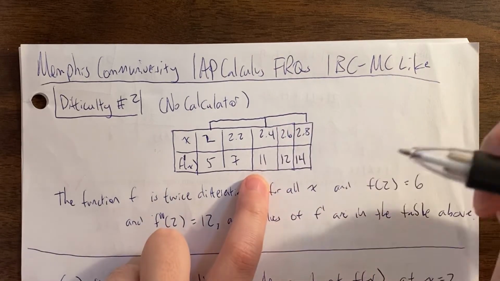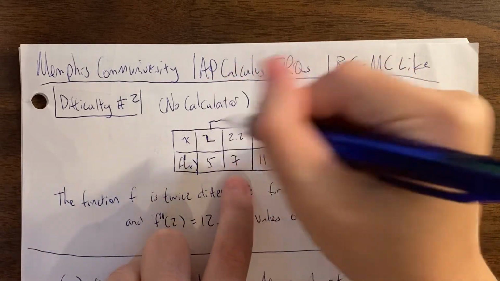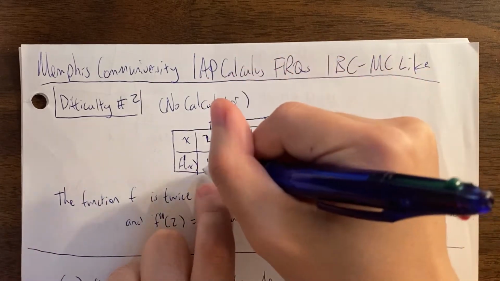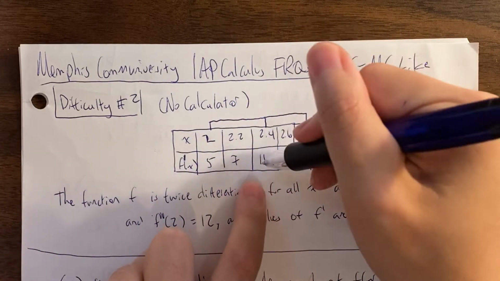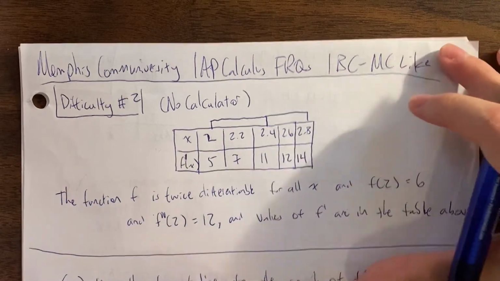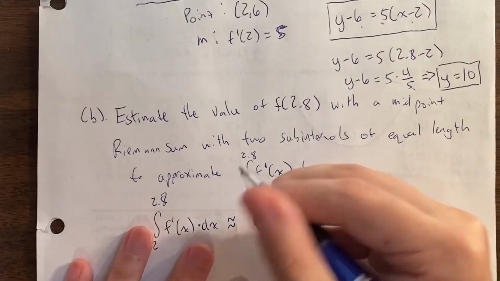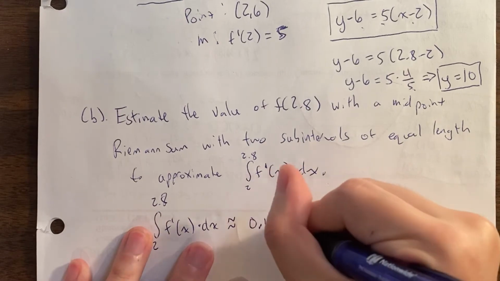In this case, we're doing midpoint, so we're going to multiply by the function value of the midpoint. But it's always the difference in the x's. So 0.4 times either 5, or times either 11, or times either 7 in this case. So again, it's always the difference in the x's times certain y's. So in this case, it's going to be 0.4 times 7. So we're going to write 0.4 times 7.